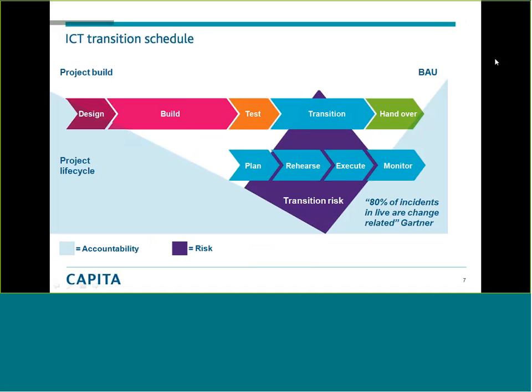On this slide, we are summarizing the typical stages of an ICT project, which are design, build, test, and transition. The diamond represents the transition stage, which is the last formal stage before go live. For many projects, it is an afterthought. What we do by engaging with yourselves is manage the risk around the transition by running it as a project with the stages mentioned. Our ICT transition service involves planning, a number of rehearsals, execution of the transition, and then post-go-live monitoring.